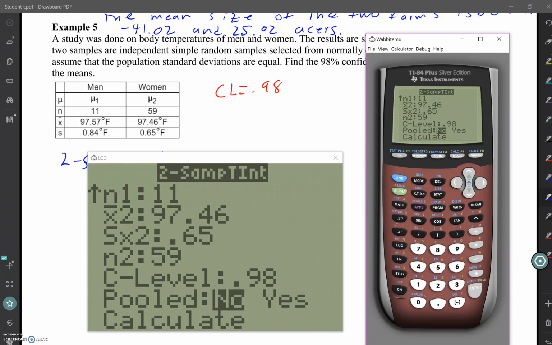Did anyone get that? Confidence level is 0.98. No, I don't have it on here. Did you go to the test? Yeah. You want to go to the interval. Okay, 2 sample interval. Otherwise it's going to ask you for other information. So keep going past the Z interval and you'll find it.